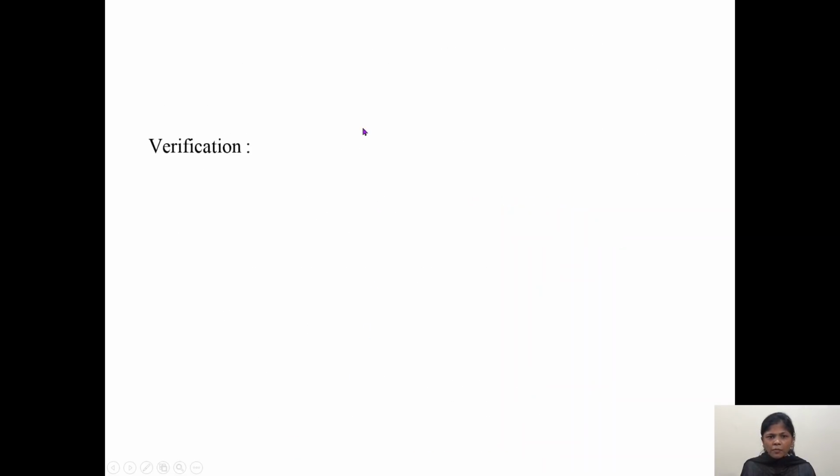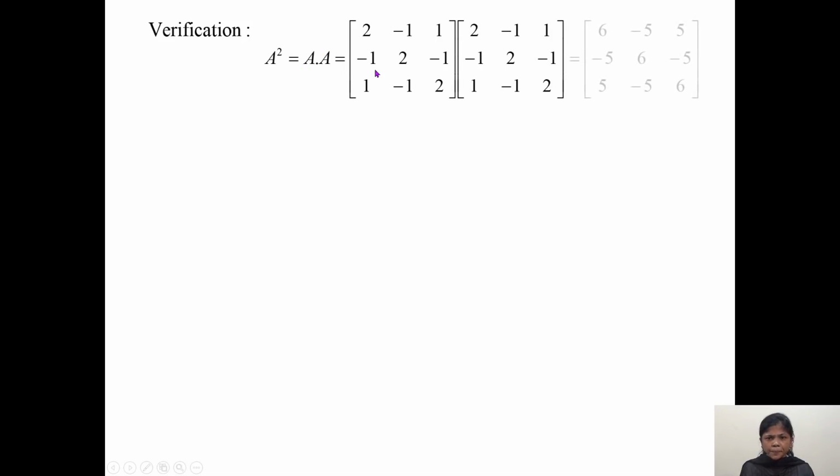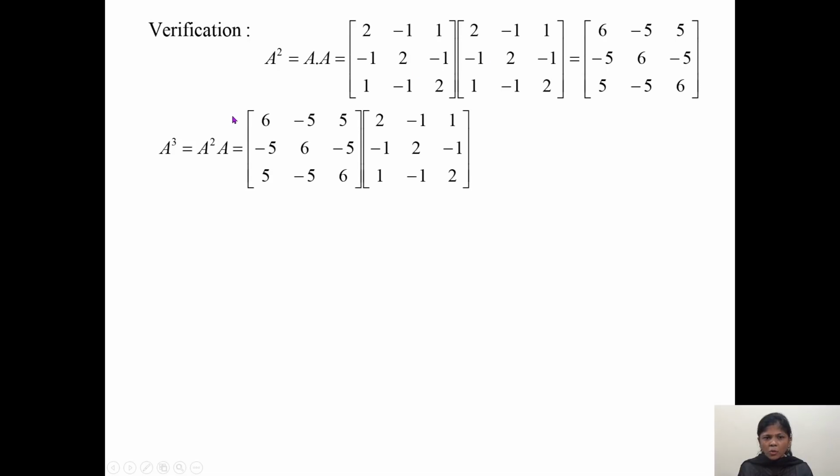So for verification, we need A square. Let us find A square. A is given, so A square is A into A. Multiply these two matrices. Then A cube. A cube can be written as A square into A or A into A square. We have the value of A square as well as A over here. Multiply and simplify. So we have A cube as this resultant matrix.